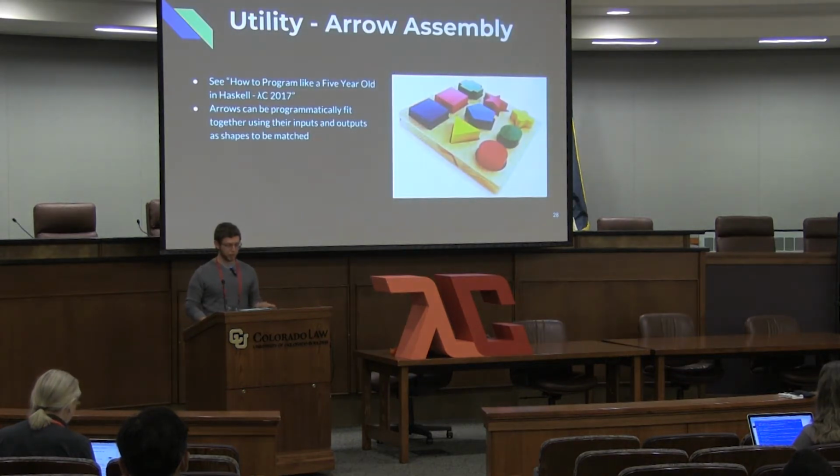So last year, one of my colleagues that I worked with to build up this architecture gave a talk on how to program like a 5-year-old in Haskell. And what he was really getting at there is something that we've talked about a lot and use in our code base called arrow assembly. What this does is, because arrows have an input parameter, we can think about what programs look like that are assembled from all kinds of arrows.